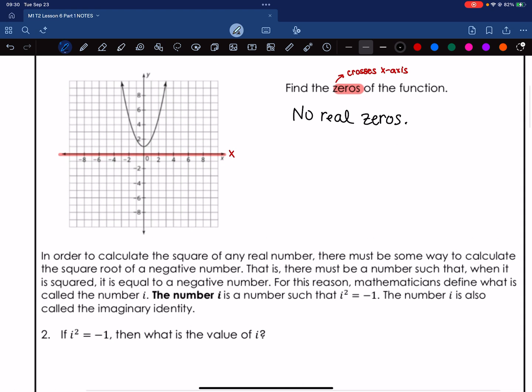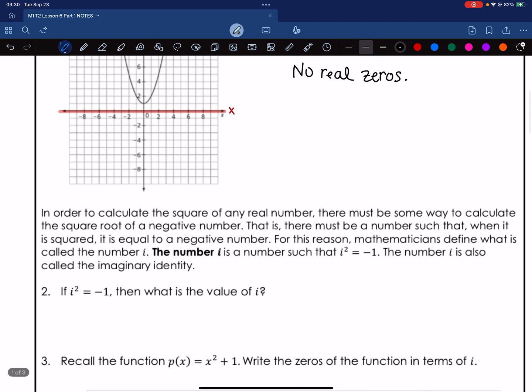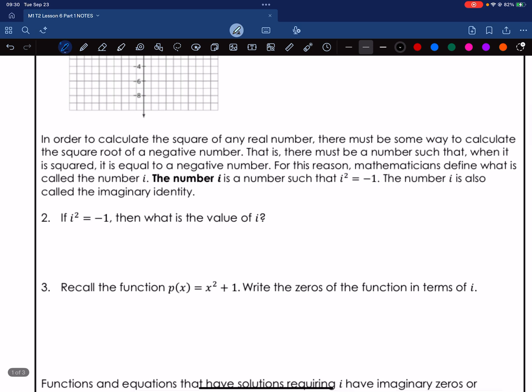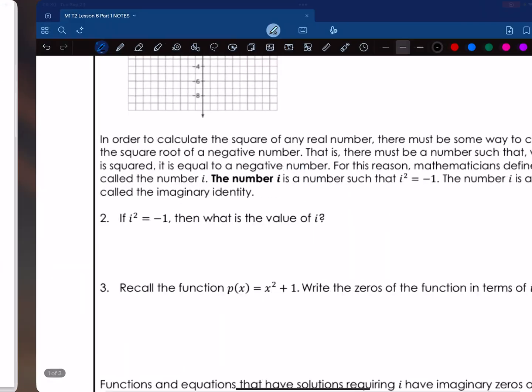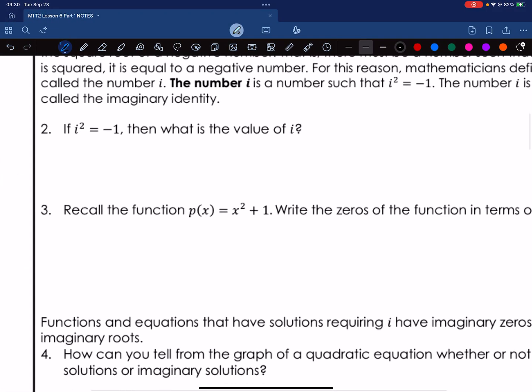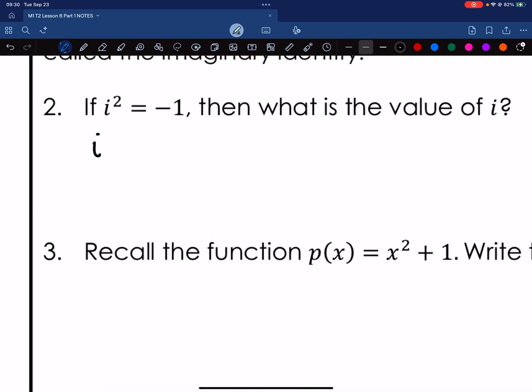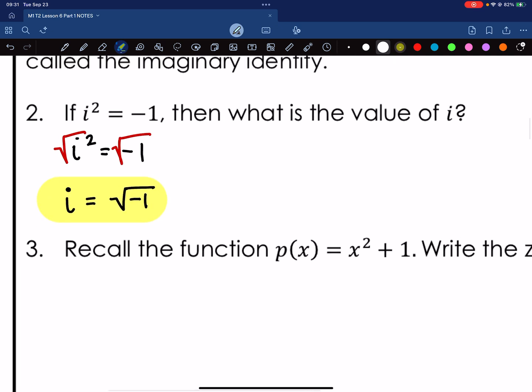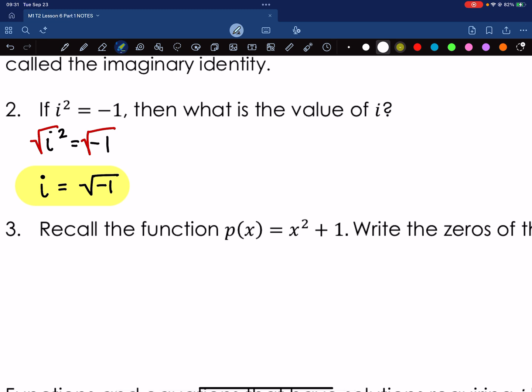okay? And so sometimes the graph doesn't actually show us the zeros that we need to see. And this leads us into that imaginary number i. Okay? So if i squared is equal to -1, then what is the value of i? If we have i squared equals -1 and I wanted to solve for i, we would take the square root of both sides. When you take the square root of both sides, that gets you i is equal to the square root of -1. So anytime we see the square root of -1, that is equal to i.